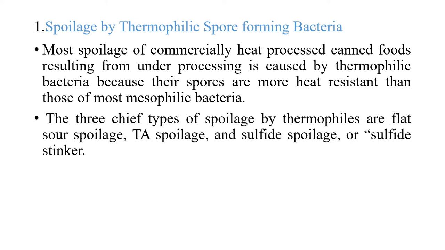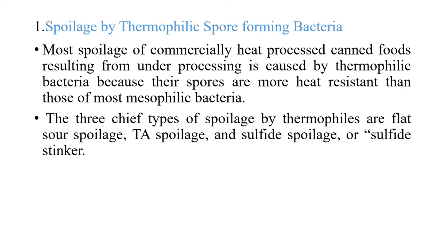Most spoilage of commercially heat processed canned food resulting from under processing is mainly caused by thermophilic bacteria, because their spores are more heat resistant than those of most mesophilic bacteria. The three main types of spoilage by these thermophilic spore forming bacteria are flat sour spoilage, TA spoilage, and sulfide spoilage or sulfide stinker.